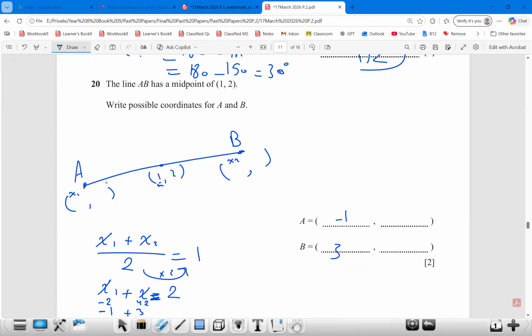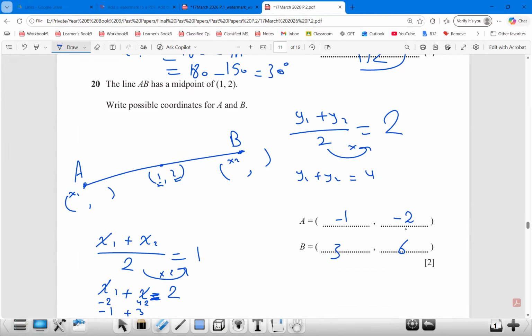All right, what about the y? I need y1 plus y2 over 2 should give you 2, which is the y coordinate. So send the 2 to the other side, multiplication. So it is y1 plus y2 equals 4. I want two numbers other than 2 plus 2. I want two numbers that when I add them up, they give me a 4. Can I write here, for example, negative 2 and 6.